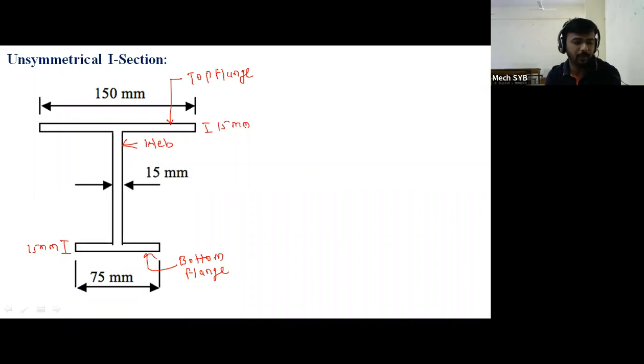Why is it called the unsymmetrical I section? Because the dimensions of the top flange and the dimensions of the bottom flange are different. See, the dimensions of the top flange are 150 mm by 15 mm and the dimensions of the bottom flange are 75 mm by 15 mm. Their dimensions are not the same, therefore this is the unsymmetrical I section.